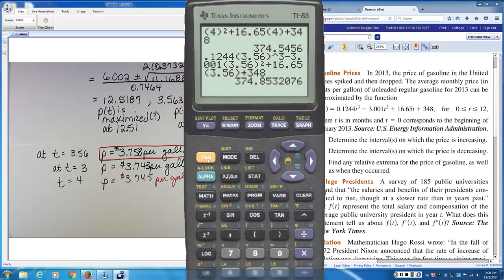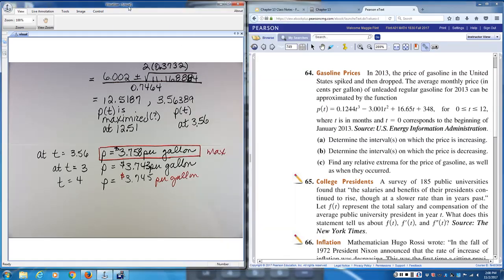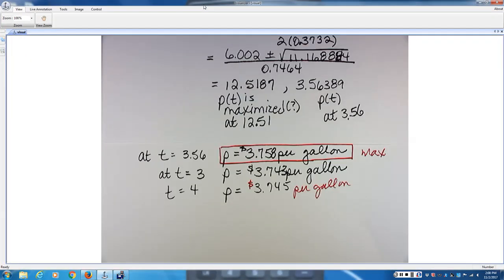So other than taking the derivative, let me move the calculator out of the way for you, Katie, and maximize that. That better? Yeah, it's better.